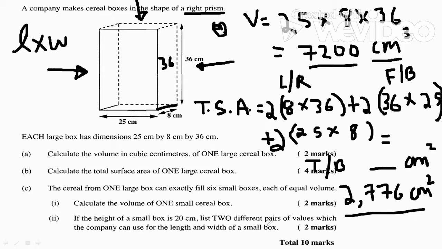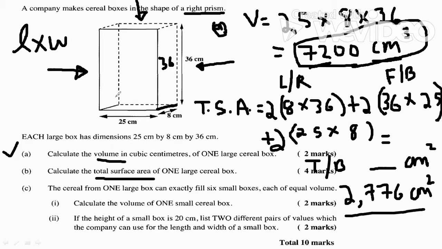But basically, let me just summarize what we did. The question says calculate the volume of the cereal box. The volume is the capacity, how much it can hold, and we got 7,200, and we said we must multiply 25 times 8 times 36. So that's part A of the question, which we just completed a while ago. That's this part here. That's part A.